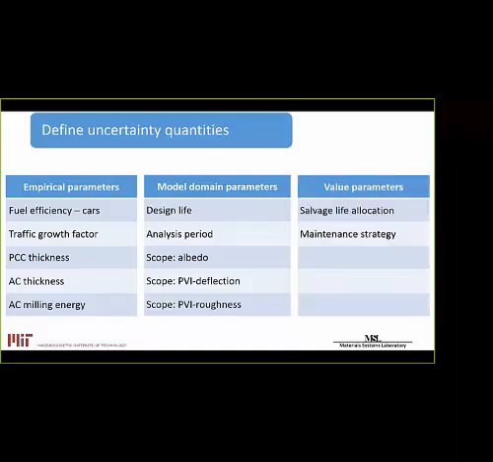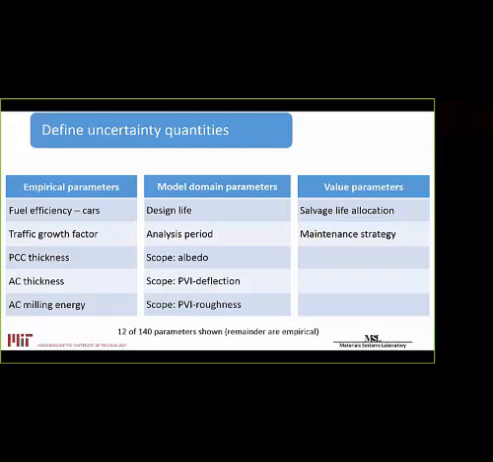Lastly, there are a few value parameters. So one of them is basically how you do your allocation at the end of the pavement's life, and how you account for that salvage life. And then the other thing is, what are different maintenance strategies that you're going to pursue? And once again, these are just essentially choices that you're going to make.